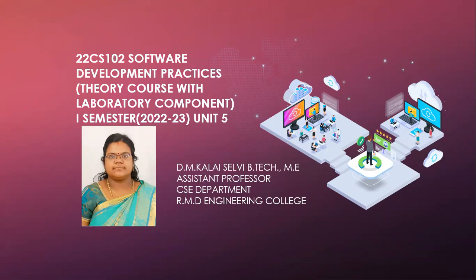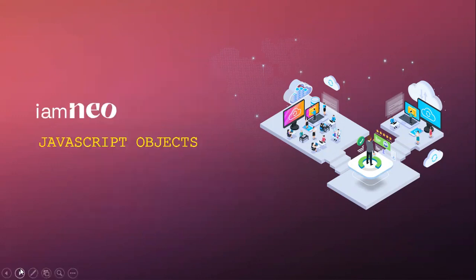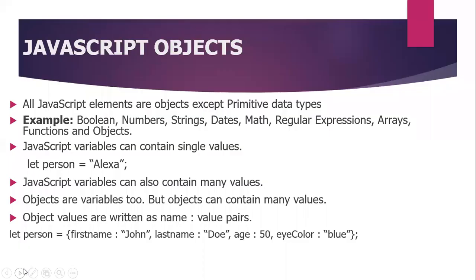Subject code is 22CS102, Software Development Practices. Theory course with laboratory components. First semester, first year, Unit 5. The technical support is given by JavaScript IMU company. Unit 5 title is JavaScript Objects.